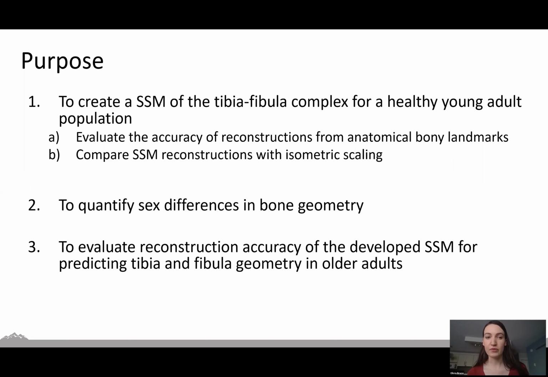accuracy from isometric scaling. Once I had the model, I also wanted to look into sex differences in bone geometry and also to look at reconstruction accuracy for a group of older adults to get an idea of how robust the model was for application to an entirely new population.